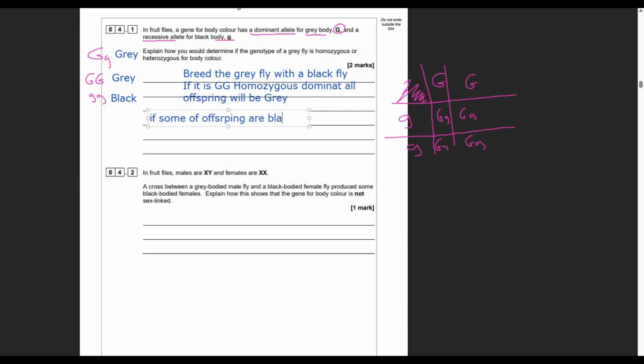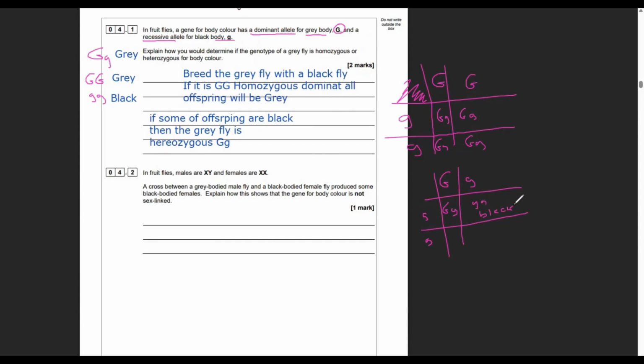Now, if you breed the grey fly with a black fly and some of the offspring are black, that tells you that the grey fly is heterozygous, must have a big G and a little g, because you're going to do a different monohybrid cross. Let's do it down here. You're going to have big G, little g, and that's going to go against little g for the black, sorry, the black fly is little g, and that means you're going to get some black offspring. 50% of the offspring are going to be black flies, and the others are going to be heterozygous grey flies.